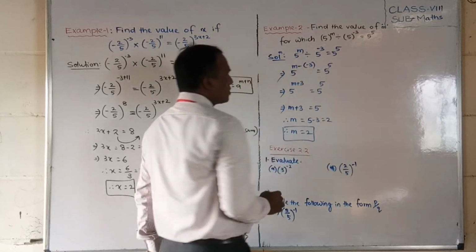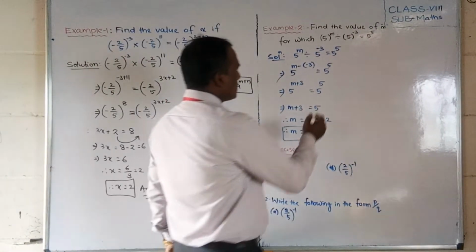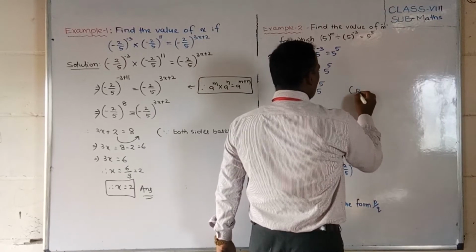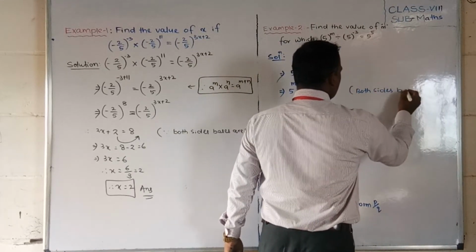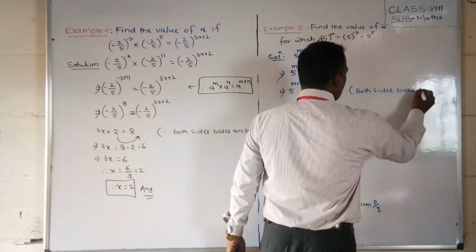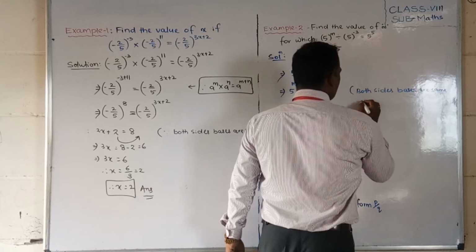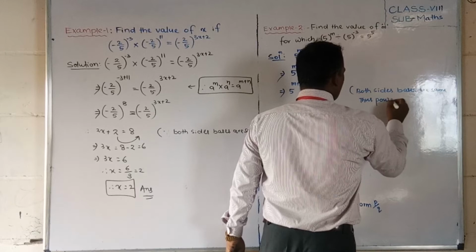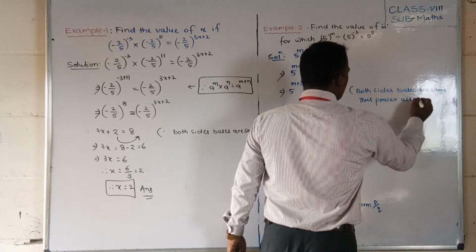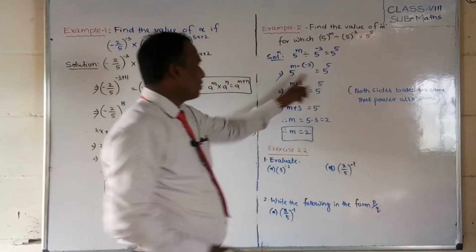Okay. In this case also we got the m value, how much? 2. So in which cases can we write this? Here we can write both sides bases are the same. Hence, thus the power also will be the same.